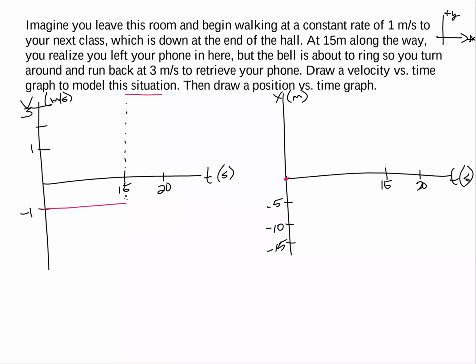Okay, and where do we hit -15 meters? At 15 seconds. So that's right there. How's it gonna look from 0 time to 15 seconds? Straight line. Okay, good. Now what happens? We draw a line from that dot to 20. Yes. Now we turn around and go back to the classroom, which is on the axis. That's it.